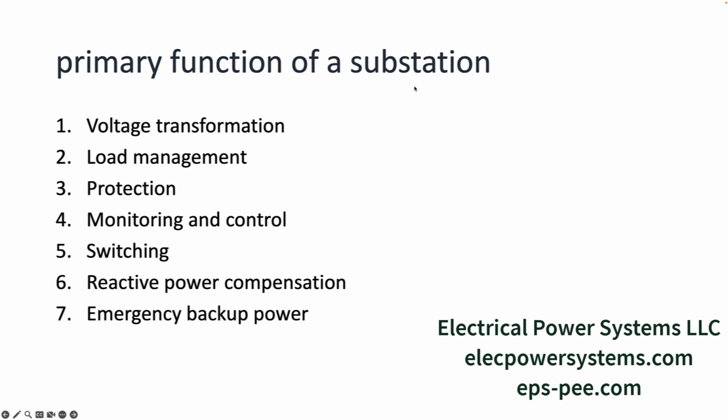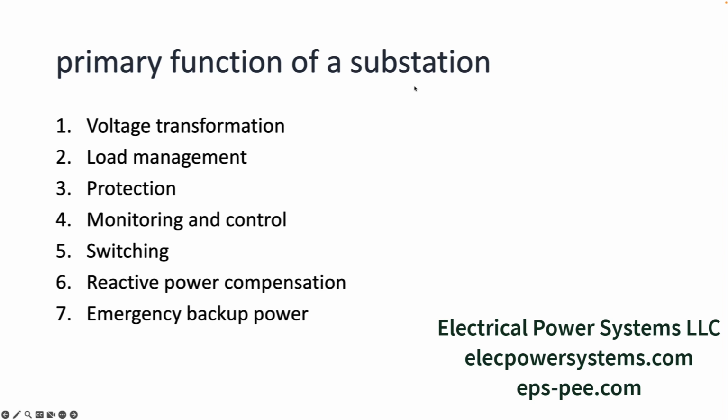Load management. Substations also help manage the load on the electrical grid by controlling the flow of electricity and ensuring that it is distributed evenly to different parts of the network. This helps to prevent overloading and reduces the risk of power outages. Protection. Substations contain a range of protective devices, including circuit breakers, fuses, and other equipment that are designed to isolate faulty equipment and prevent electrical accidents.